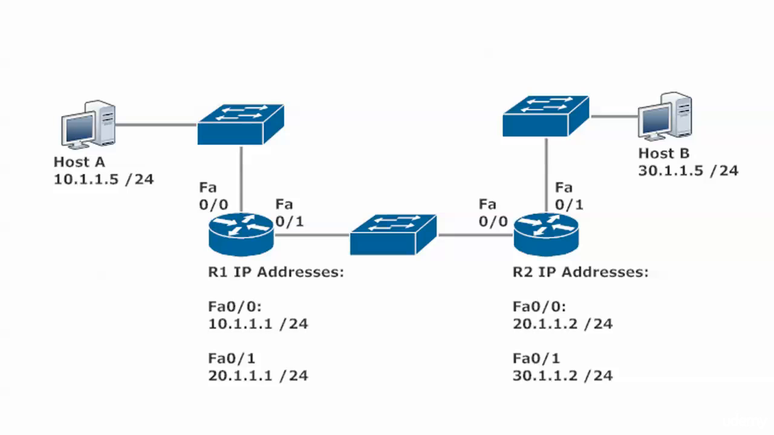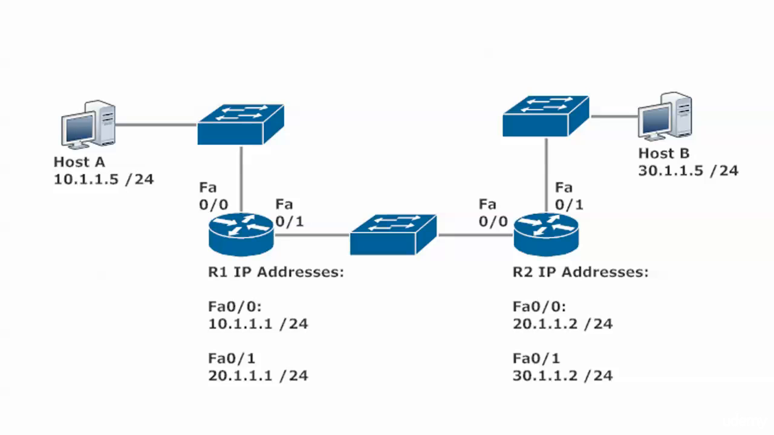Let's have a look at what happens to packets at router 1 in two different situations using this particular network. Host A, being at 10.1.1.5/24, would need its default gateway set to 10.1.1.1, the Fast Ethernet interface on that router facing host A. So host A wants to send packets to host B at 30.1.1.5, sees that it's on a different subnet, and sends those packets to its default gateway at 10.1.1.1.